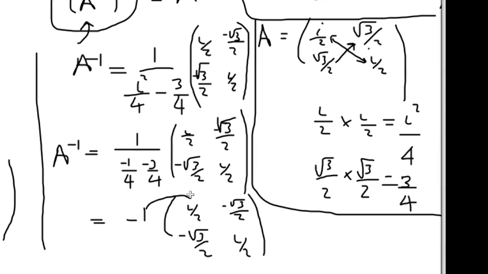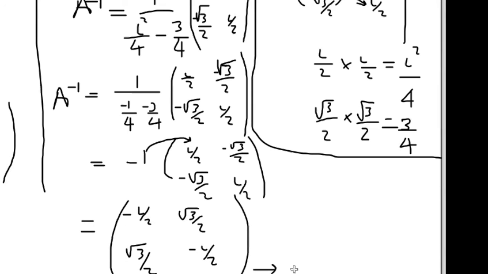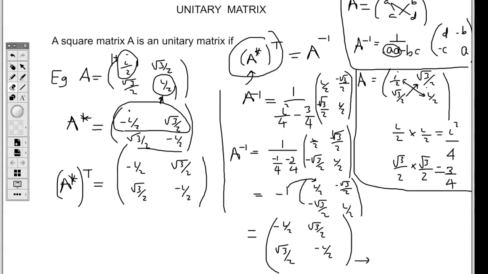Multiplying all of this by minus 1, so the sign changes. So I'll have negative i over 2, positive root 3 over 2, so every sign will change. Positive root 3 over 2, and minus i over 2. So this is our second part. And as you can see, looking at this, both of them are the same. So we can say indeed it is unitary. So it is a unitary matrix.